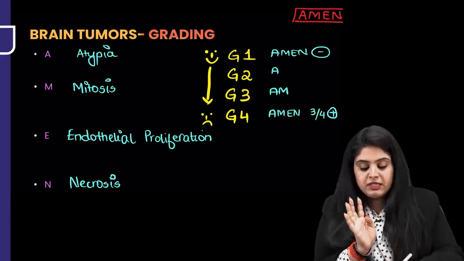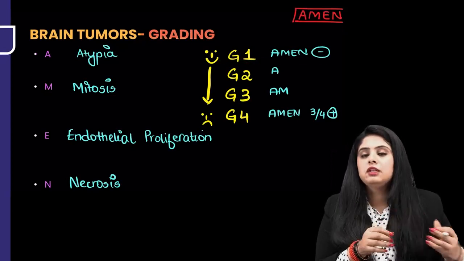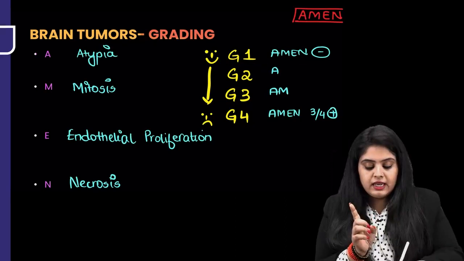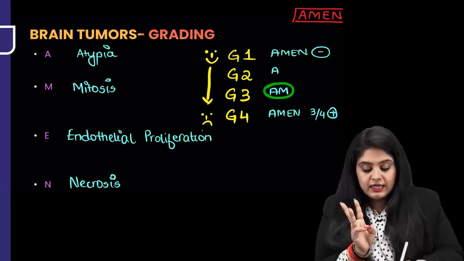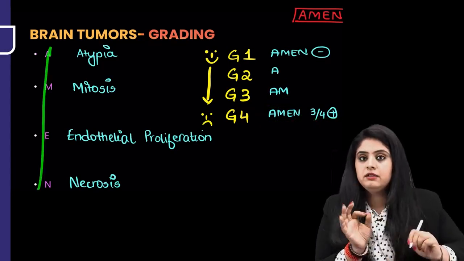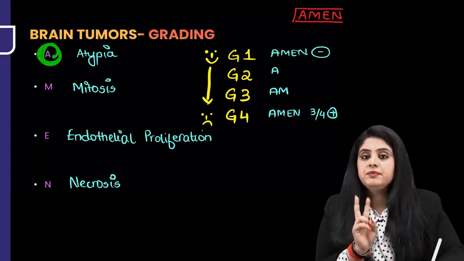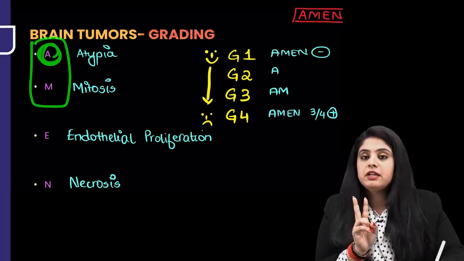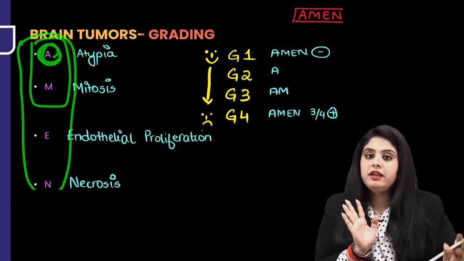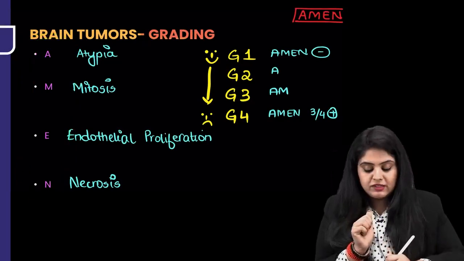So repeating, grade 1 is the best because nothing is there. Grade 2, the A is there, then take the A and M, that is grade 3, then take all of them, at least 3 out of them, grade 4. Repeating, nothing present, grade 1. Only atypia, grade 2. Atypia and mitosis, grade 3. And if all of them are present, grade 4. Everyone's understood this? Now I can start with the diseases.